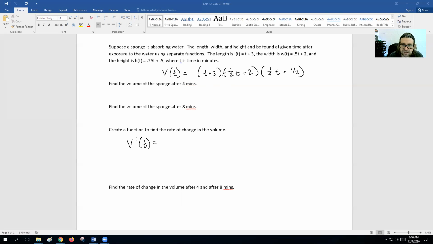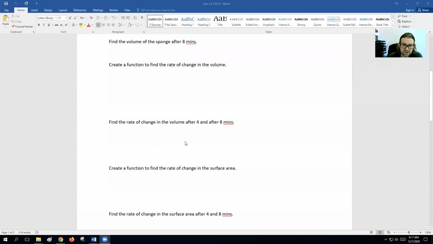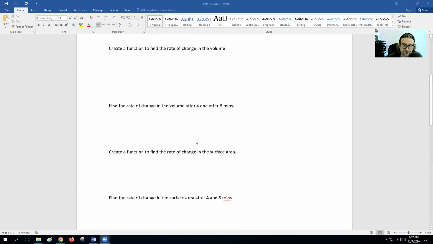Or if we actually look at this, since this is not like sine or cosine or any trig involved here, we could just distribute this into one polynomial for the volume formula. And then once we have a single polynomial, just do the power rule to find the derivative. I think that one might be a little bit easier and less of a mess at the end. Okay, now once we have that, you'll find the rate of change of the volume in 4 and 8 minutes. So you get your answer here for the derivative, plug in 4 and 8.